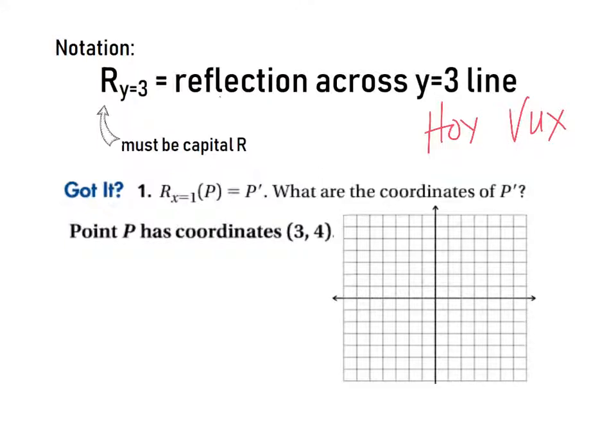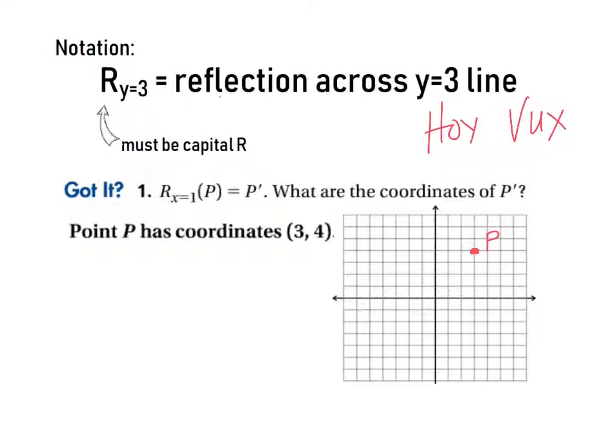All right, so let's look at this example here. So this is kind of notes right here. Here's where I'm at. All right, let's do a reflection over the line x equals 1 of point P. And we'll call it P prime once we do it. And then they're going to ask me, what are the coordinates of P prime? All right, got it. So point P is at 3, 4. Let's go ahead and plot that. Over 3, up 4. There's my point P.